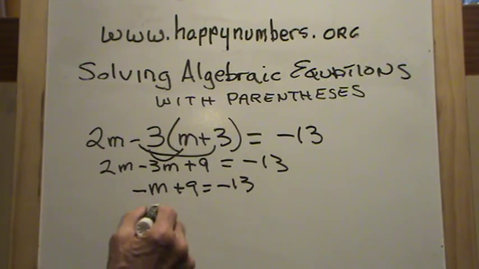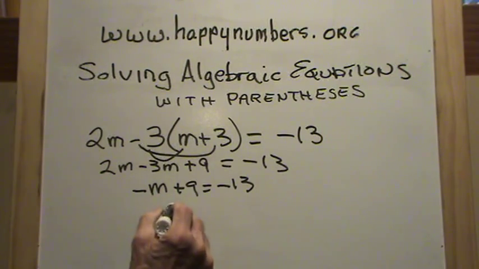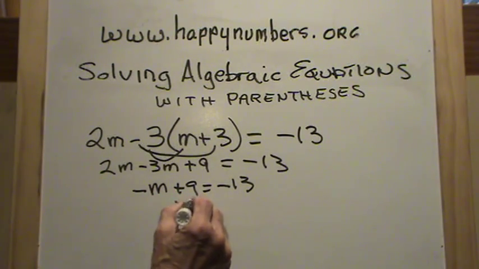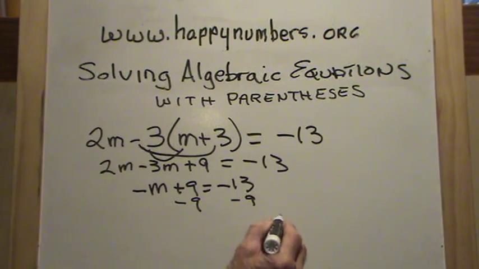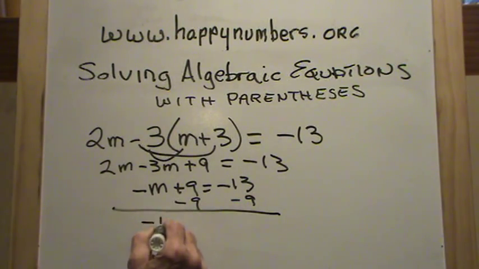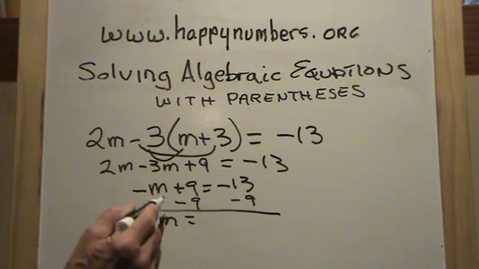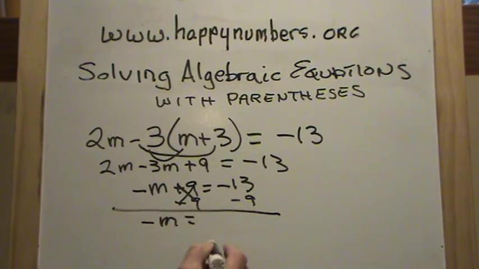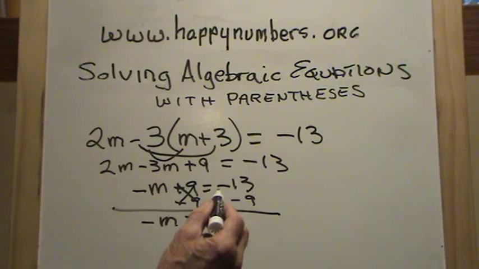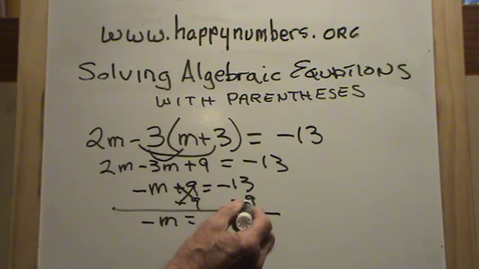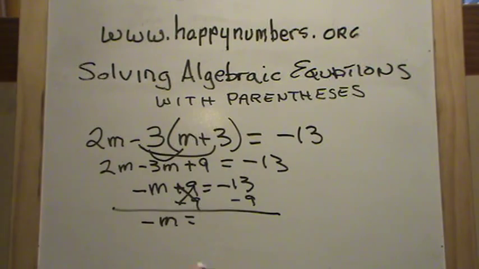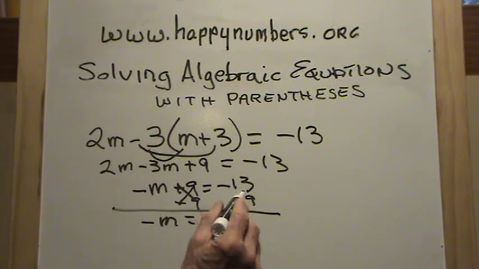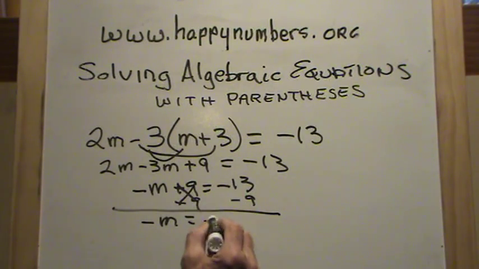All right, now we want to get m by itself, and I have 9 here, positive 9, so I can use the inverse, negative 9, and I get negative m is equal to, when I combine the positive and negative, this goes away, and a negative 13 plus a negative 9 will give me, 9, 10, 11, 12, a negative 22.